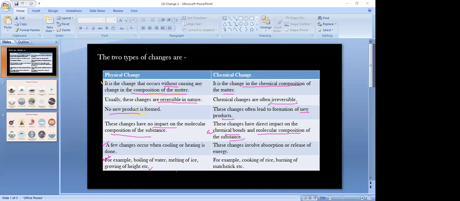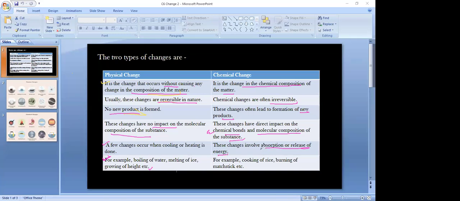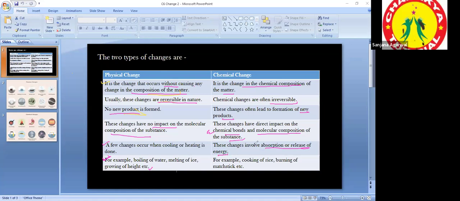Okay, ma'am. Okay. These changes involve absorption and release of energy. Are you getting this point? Yes, ma'am. Absorption, yes, of energy. And after consuming the food, we have energy and we are able to perform household chores, etc. Playing, exercise, whatever. And examples, again, we have ample. So please note the differences quickly.